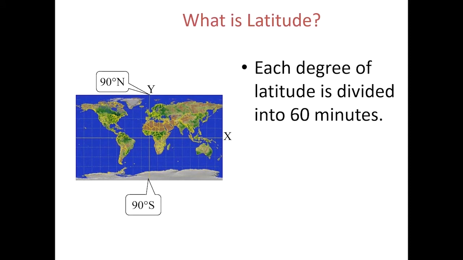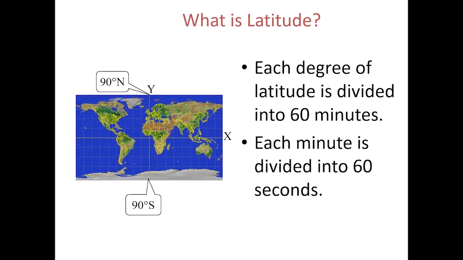With latitude, each degree of latitude is divided into 60 minutes to give you the ability to place yourself more accurately on the Earth's surface, because 1 degree covers a very large, very long distance, and so you divide that into 60 minutes, and then more accurately you can divide your minutes into 60 seconds. And the same is also true of degrees of longitude.